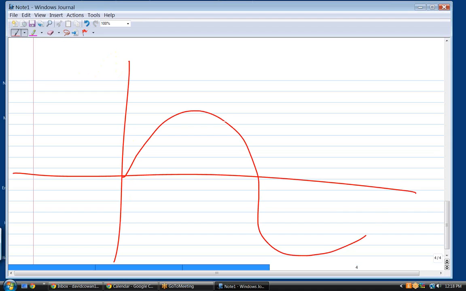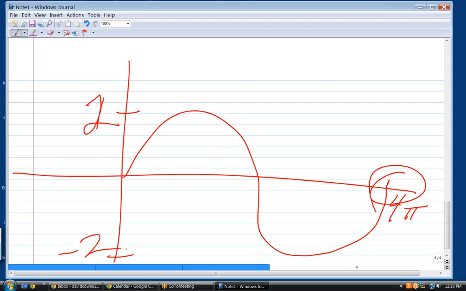In other words, they'll give you a graph like that, and they'll label that 4 pi. And they'll label that 1, or let's say 2, and they'll label this minus 2. In other words, if I gave you this graph, you should be able to come up with the function. Let's see if you can. What's A? Would it be A is 2? What is the period? Because that's the only thing we can read from the graph.